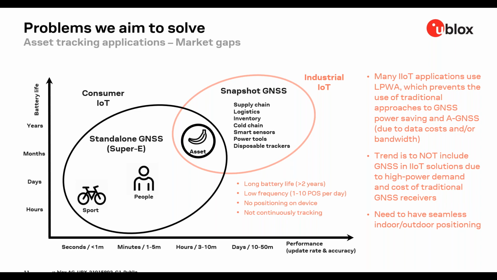Even looking at that area that you see on the label that has snapshot GNSS, in the red circle, there are a lot of markets that benefit from this kind of solution, like supply chain, logistics, inventory management, cold chain management, and so on. The expectation is again to have a long battery life, over 2 years, and again, a low frequency update. That is important to point out now: you don't need the position information in the device, and you are not doing any kind of navigation, and neither do you need continuous tracking.